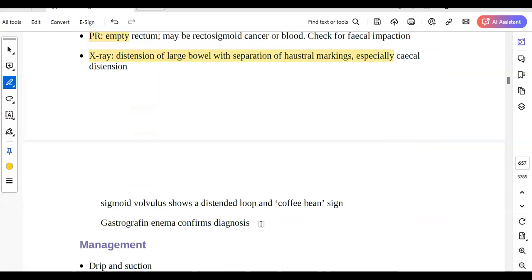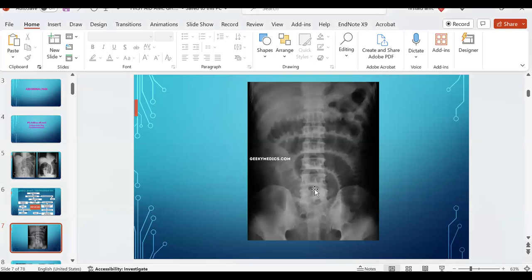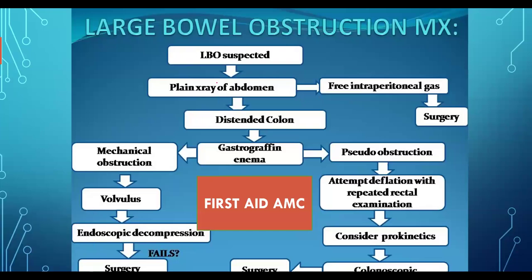Let's say you have done the X-ray, and the X-ray shows dilated loops of bowel, haustral folds. So you think that this is large bowel obstruction. How will you confirm whether it is pseudo-obstruction or actual obstruction? Then you follow this chart. You suspect large bowel obstruction. You did a plain X-ray abdomen, and you found a distended colon, and you know that it is large bowel obstruction. Once you get that, to differentiate between a mechanical obstruction and pseudo-obstruction, you do a gastrografin enema.